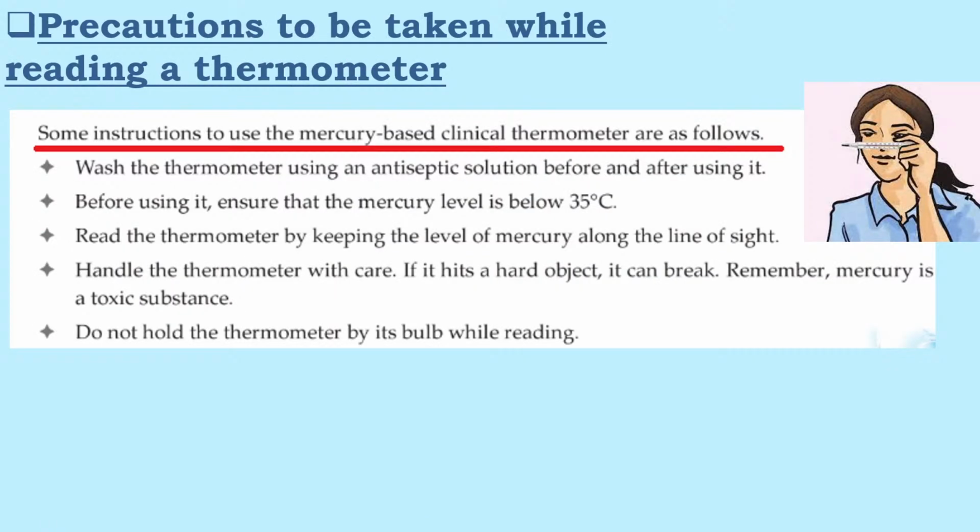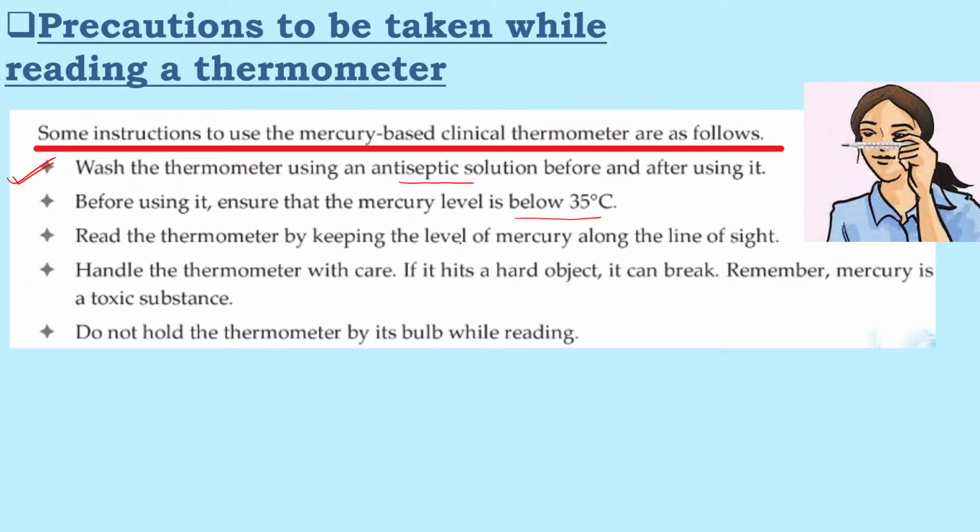Now there are certain precautions which we have to take while reading the thermometer. First of all, when you use a mercury based thermometer, especially a clinical thermometer, you have to wash it with antiseptic solution, either Dettol solution or alcohol solution. You have to disinfect it properly. Then ensure that the mercury level is below 35 degrees Celsius.